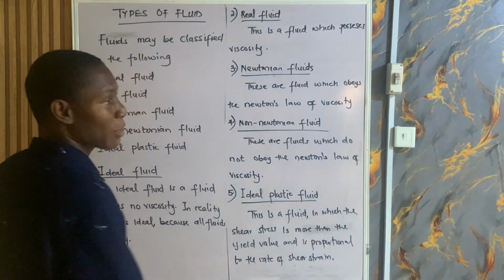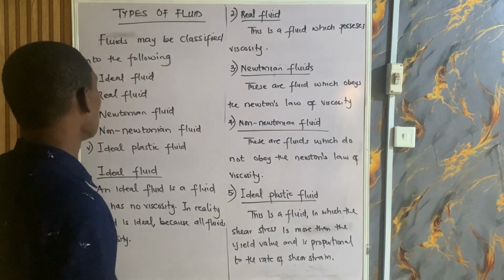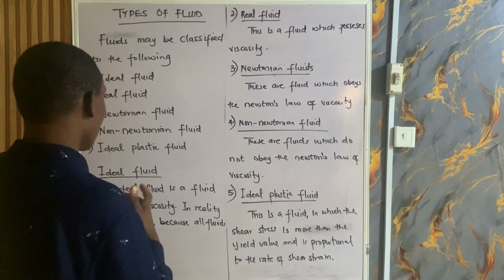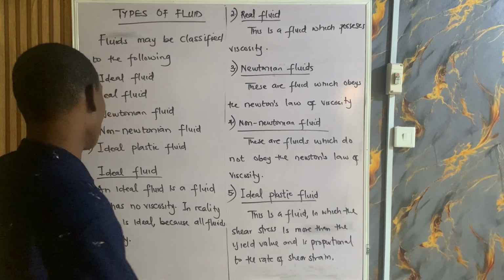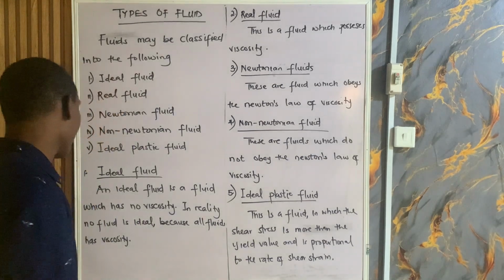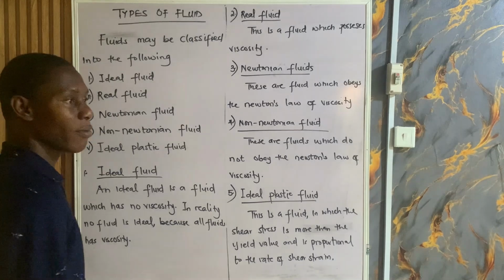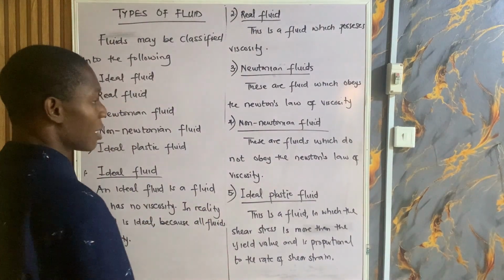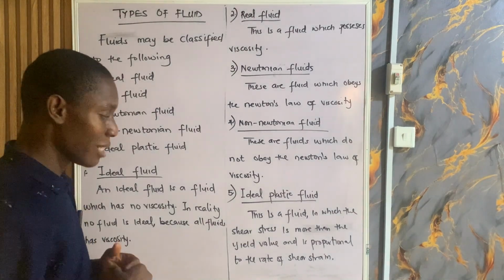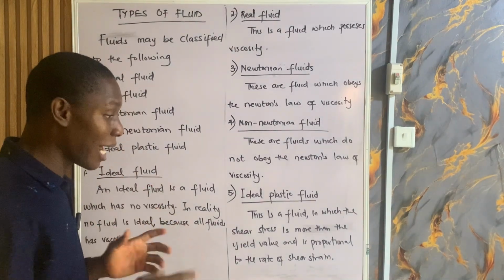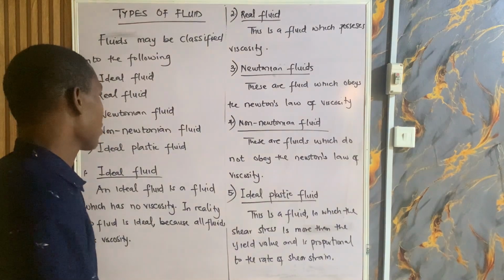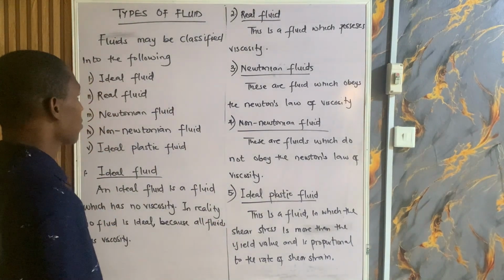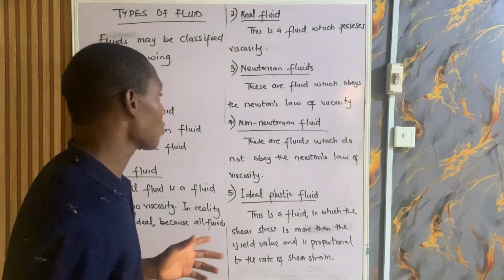Now let's look at types of fluid. Well, fluids may be classified into the following. One, we have the ideal fluid, real fluid, Newtonian fluid, non-Newtonian fluid, and ideal plastic fluid. What then is ideal fluid? Well, ideal fluid are fluid which have no viscosity. But in reality, actually, there's nothing like ideal fluid because all fluid has viscosity. So then real fluid, these are fluid which possesses viscosity. So all fluid are real actually.